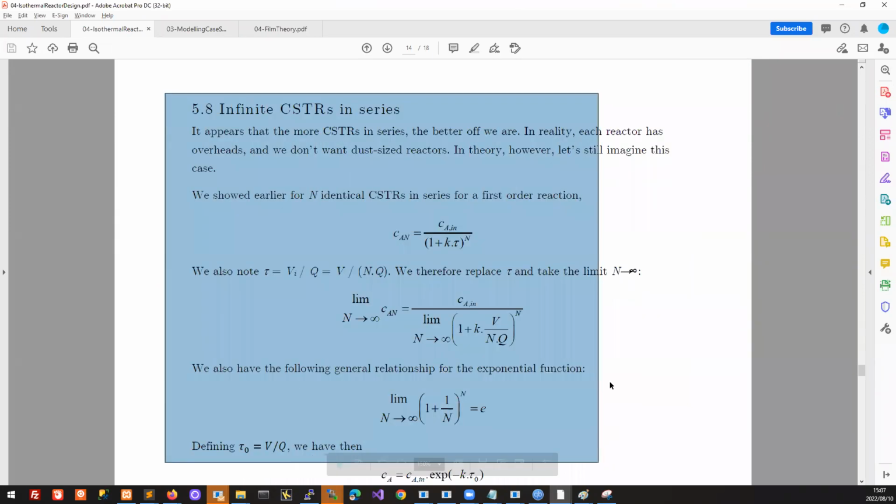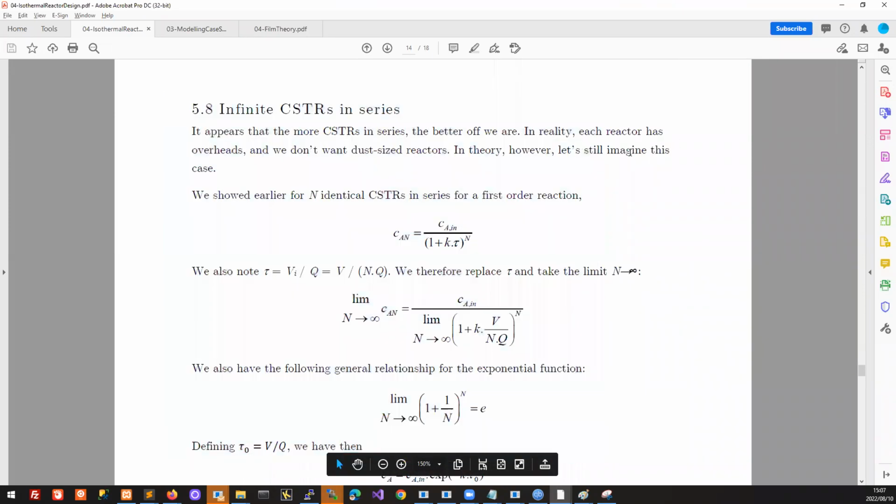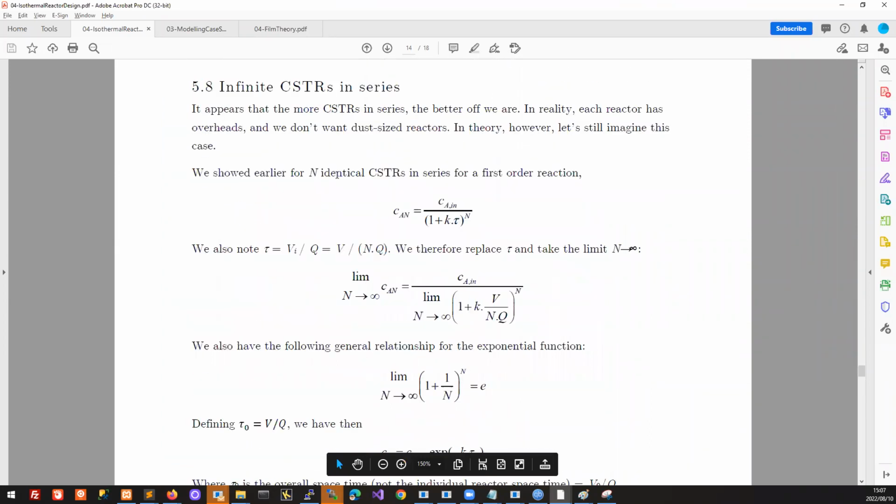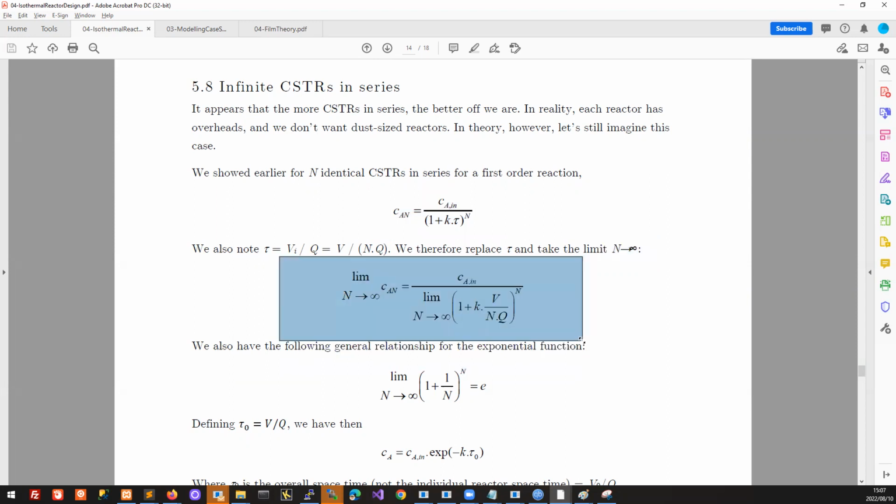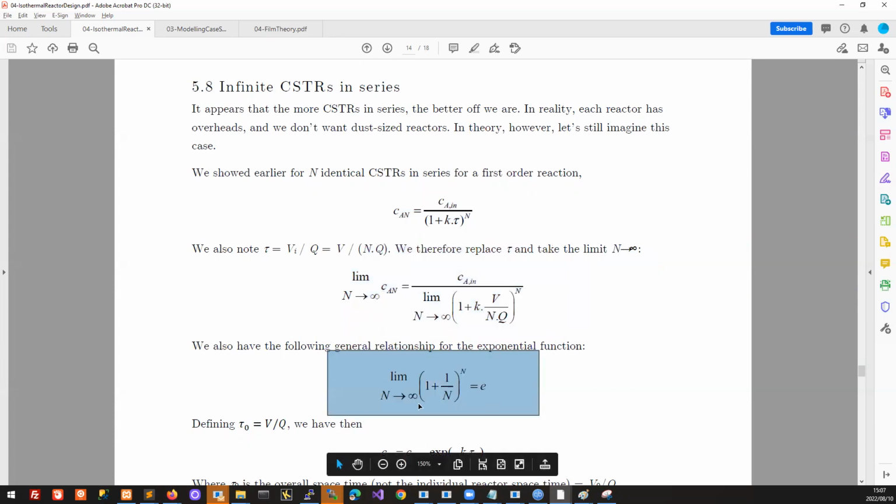We've talked about this, infinite CSTRs in series. Here it shows a bit more rigorously what we said generally. So if you have n identical CSTRs, you'll write it like this, and then you can say, let's take the limit for n going to infinity. Then it looks like this. And then if you look at this equation, you basically have this form, and you recognize this as the exponential function.